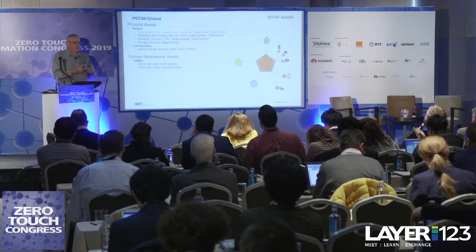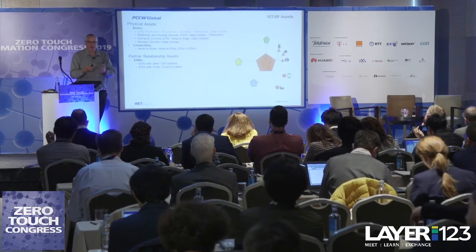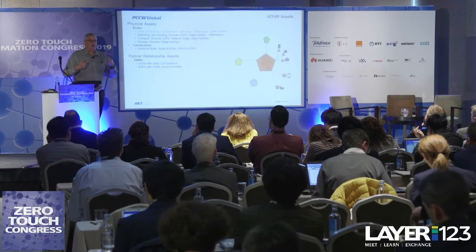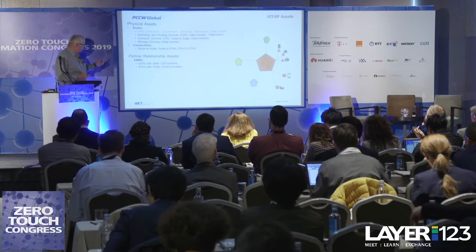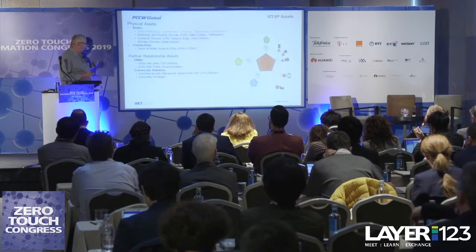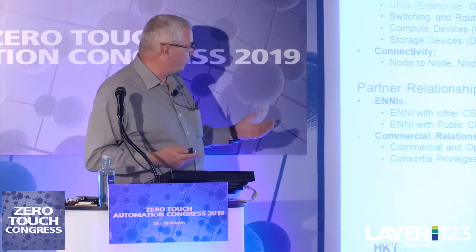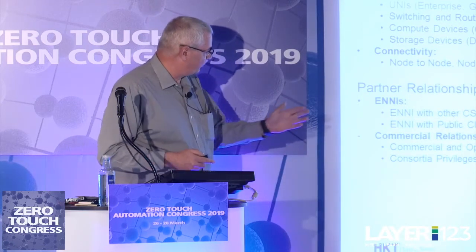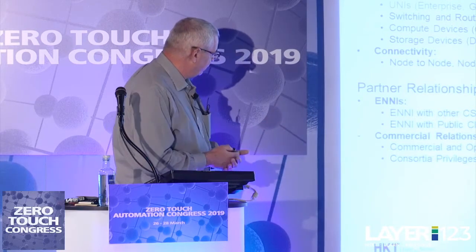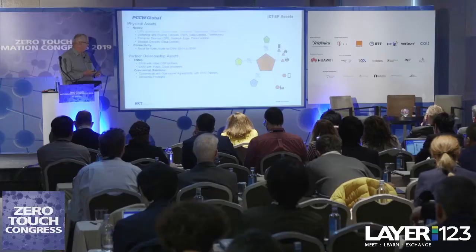I need to dedicate a port and maybe even pay for connectivity from my device to another. This is actually part of a relationship asset, because once I have an ENNI, I can build the commercial relations with my other ICT SPs over that ENNI. Commercial and operational agreements with ENNI partners, consortia privileges sometimes, etc.